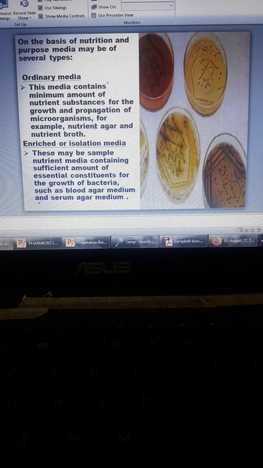Okay? Enriched or isolation media, for example, are nutrient media containing sufficient amounts of essential constituents for the growth of bacteria, such as blood agar and serum agar. Blood agar and serum agar also contain protein, because one of the important nutrients utilized by bacteria to survive is protein. Serum agar and blood agar are almost the same. But for blood agar, of course, the serum is the separated liquid coming from the blood. Okay? But both media contain a protein.